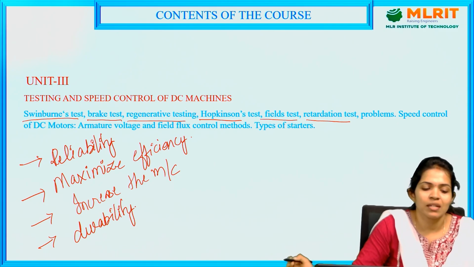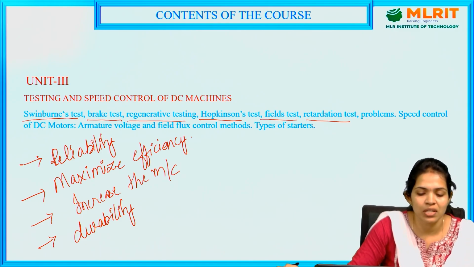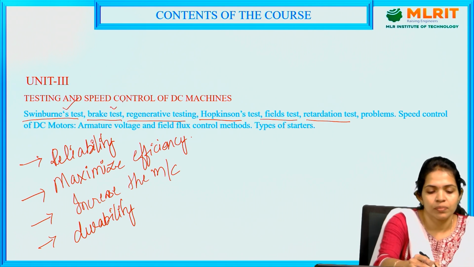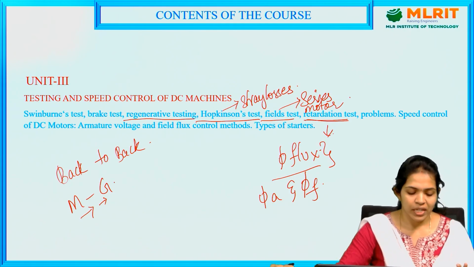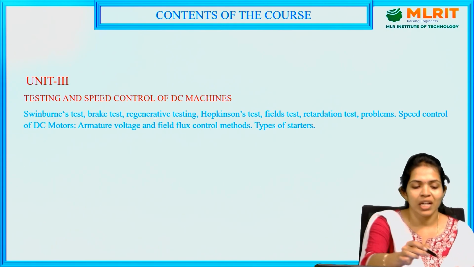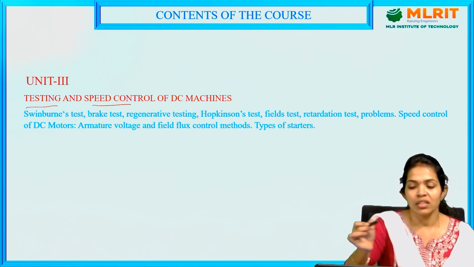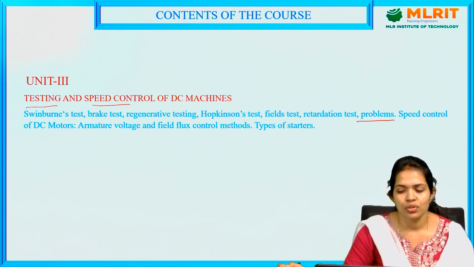So under testing methods, we make the machine undergo various kinds of tests, and every test has its particular importance in this. So first, coming to Swinburne's test, and we'll also be studying the numericals on all the types of tests under this testing and speed control method. So we'll also cover numericals on all the testing methods of the DC machines.